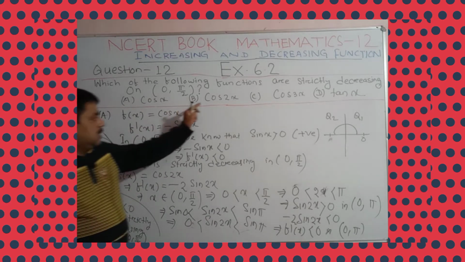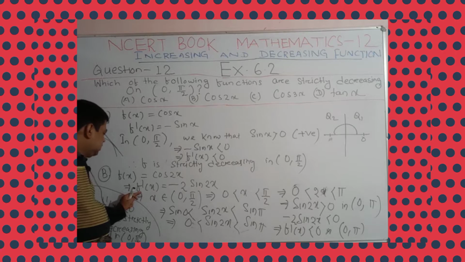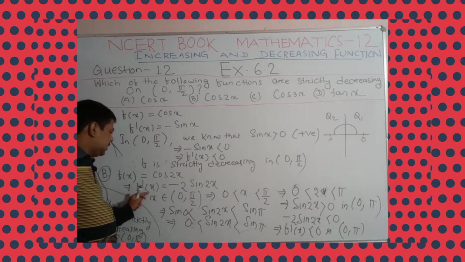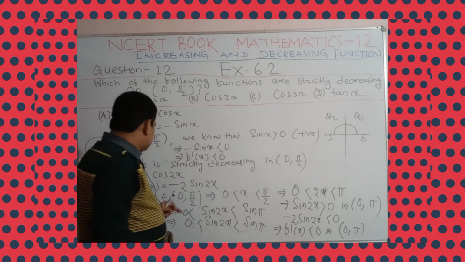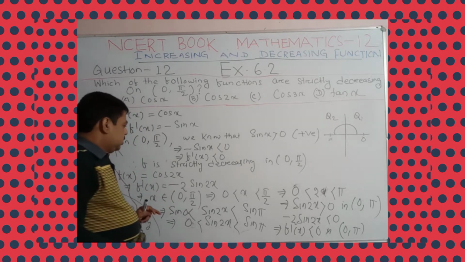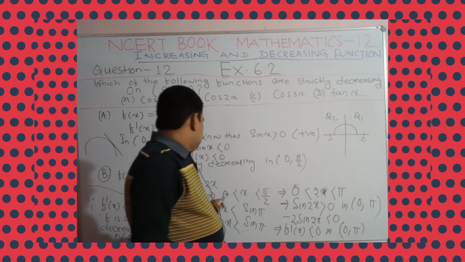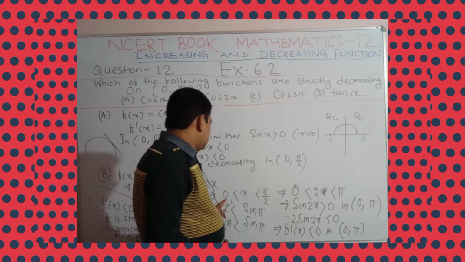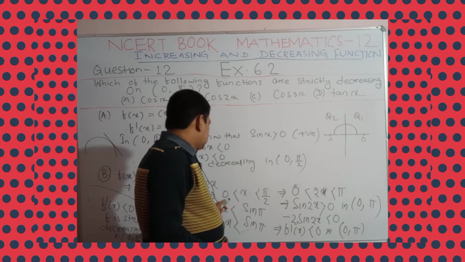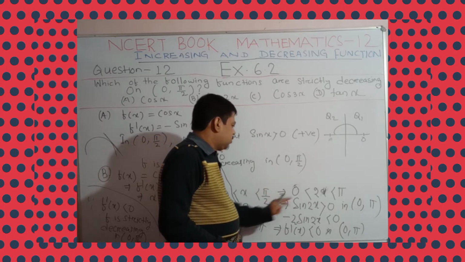Similarly, the second function is cos 2x. So what is the derivative of the function? f'(x) is minus 2 sin 2x. Here the angle x lies between 0 and pi/2. It means 0 is less than x is less than pi/2. Here the angle is 2x, so multiply by 2 on both sides of the inequality. 0 multiplied by 2 is 0, and 2 into pi/2 is pi. So 0 is less than 2x is less than pi.